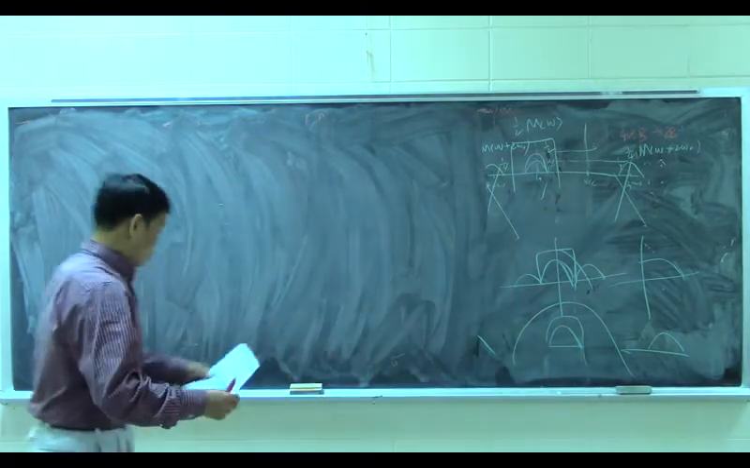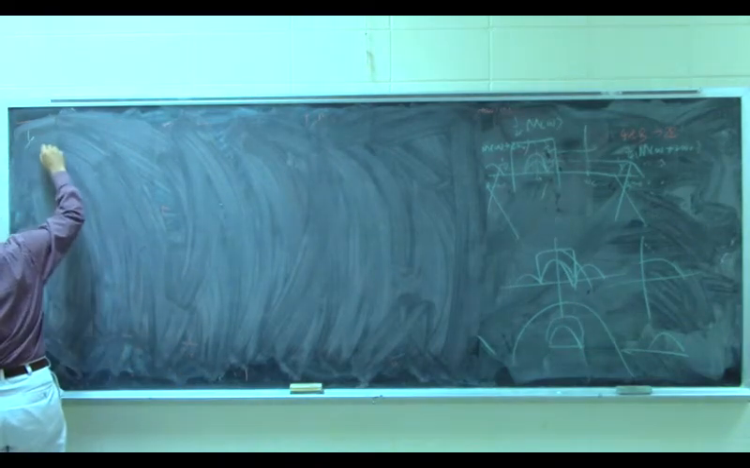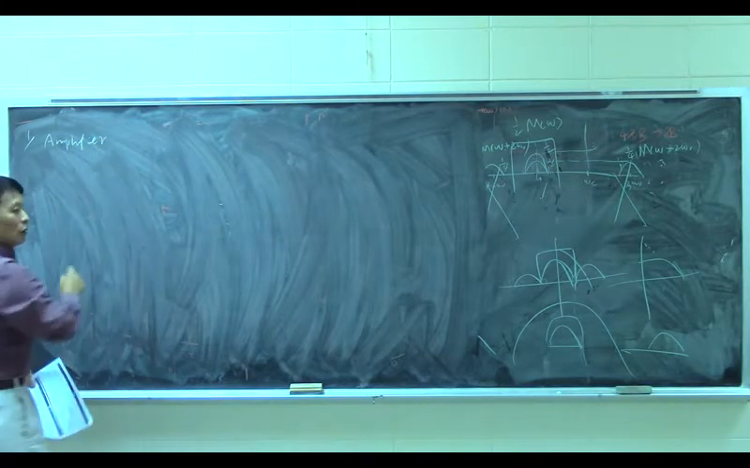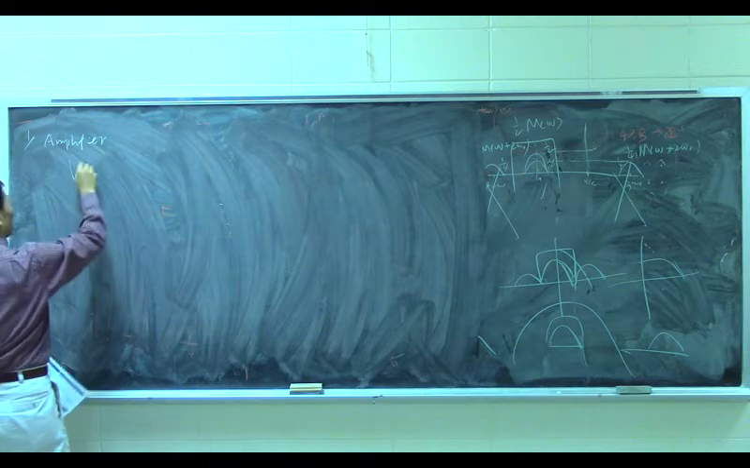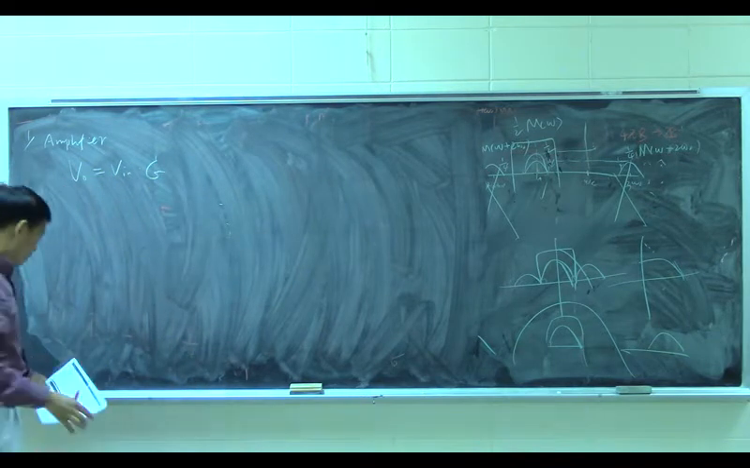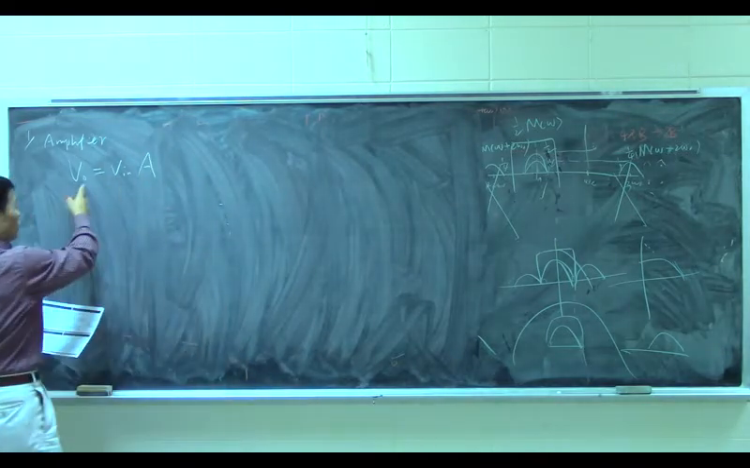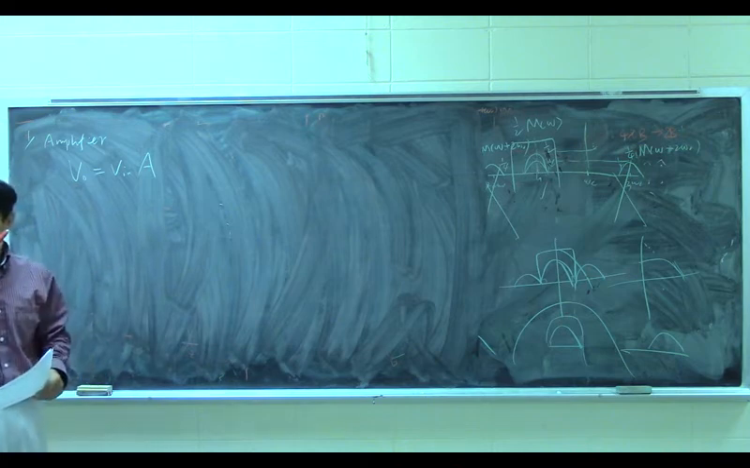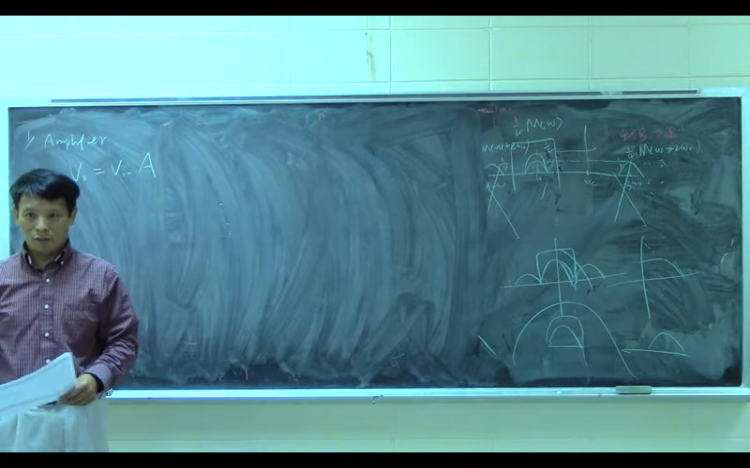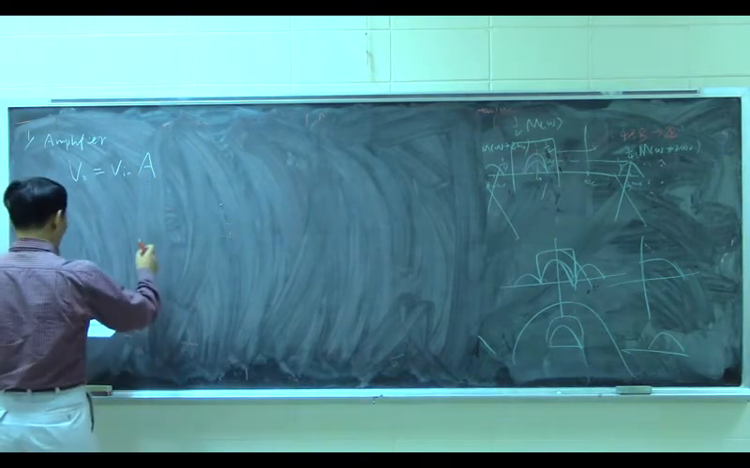Alright, so the first one we know is the amplifier. Amplifier means the output equals the input multiplied by gain, right? So A. That is, the output equals the input multiplied by the gain of the amplifier. And now this gain is not a constant. If it's constant, it won't work.